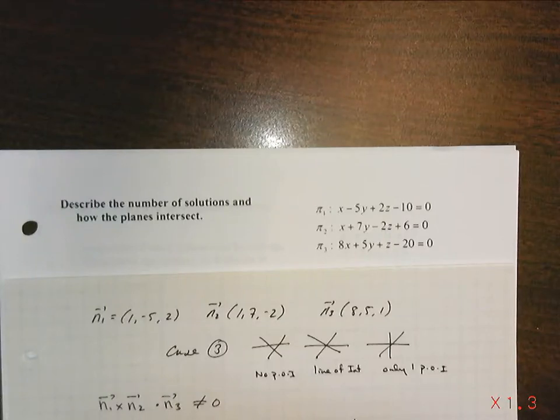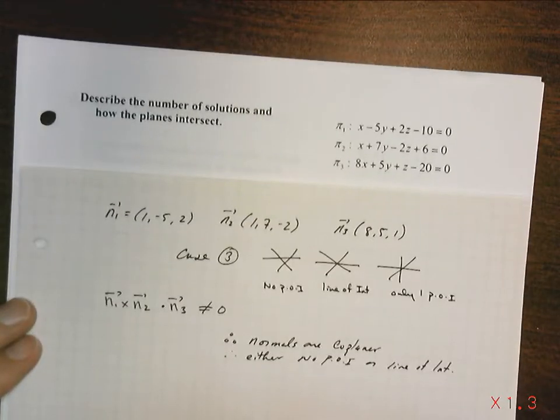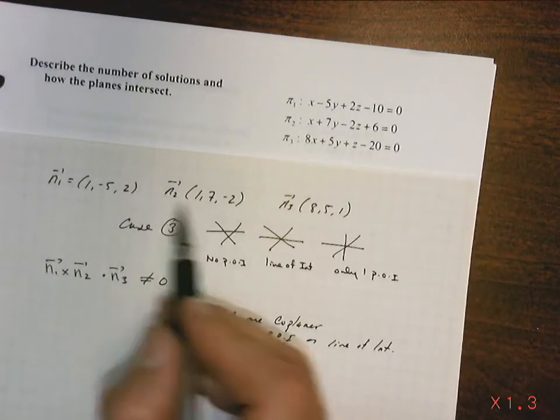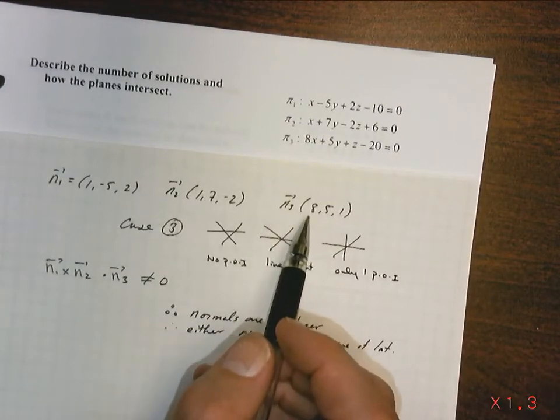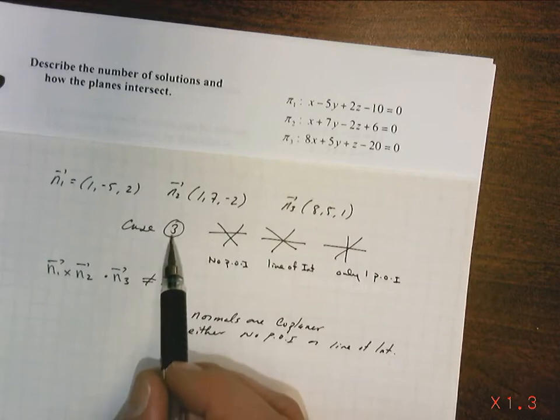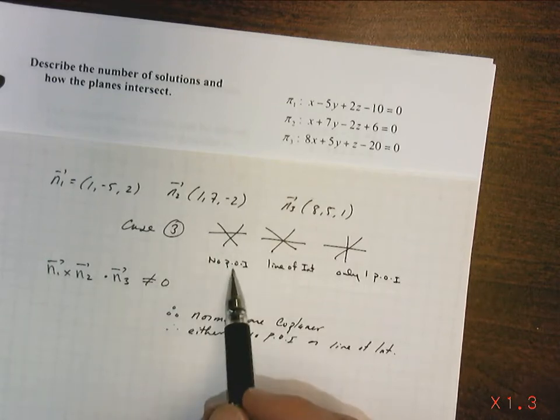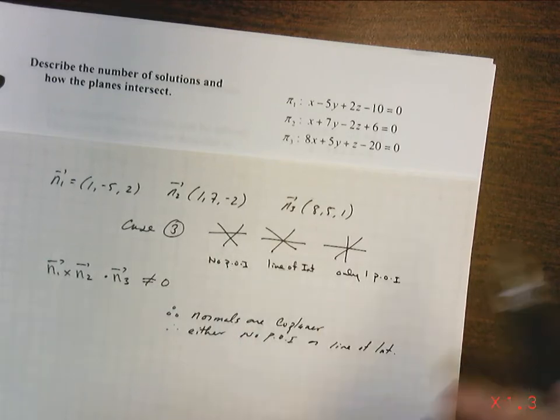Okay guys, here's the second one. Now, in class we did this. We took a look at the normals. We determined that none of the normals were scalar multiples, which gave us case 3, which meant that it was either no point of intersection, a line of intersection, or only one point of intersection.